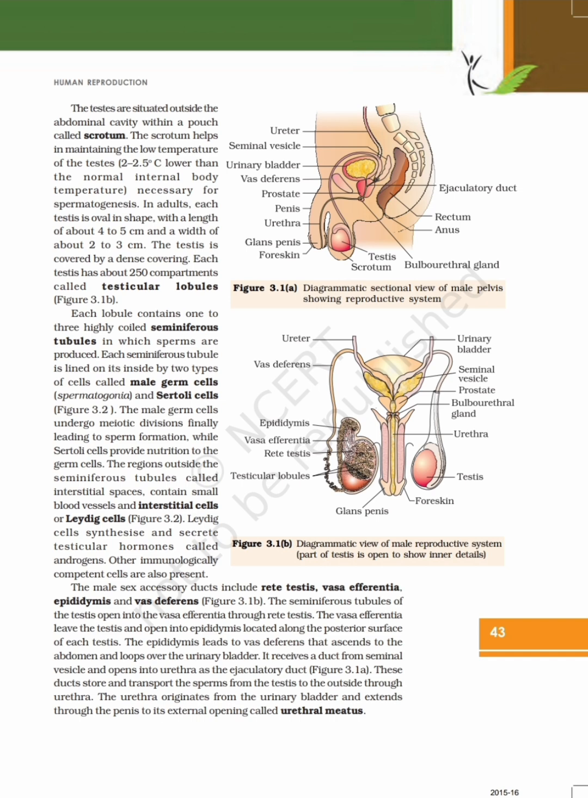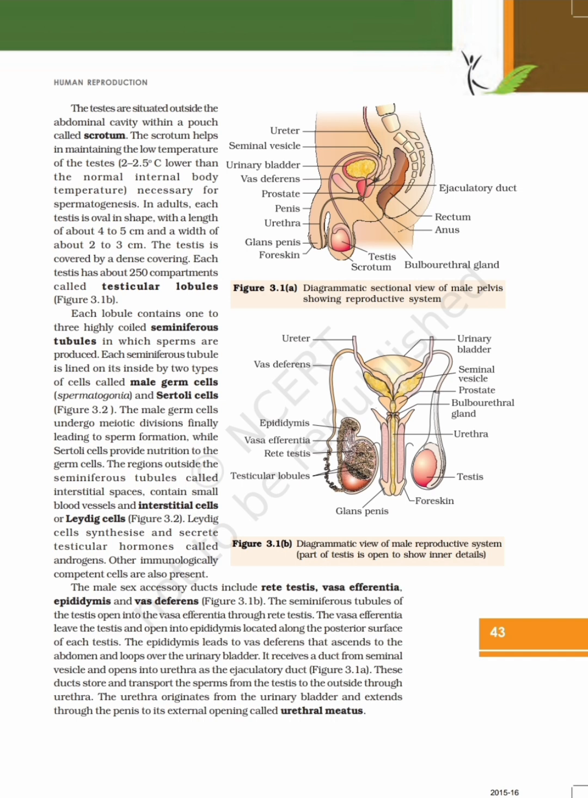So see, one testis has a layer, the tunica albuginea, that divides the whole testis into 250 compartments. These compartments are called testicular lobules. Each compartment has 1 to 3 seminiferous tubules, inside which sperms are produced.